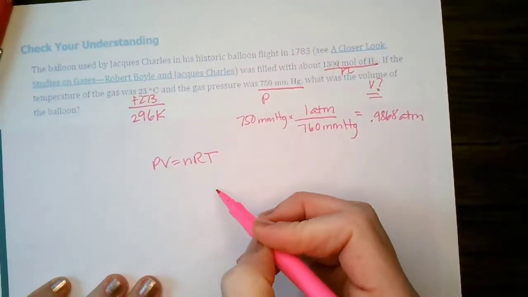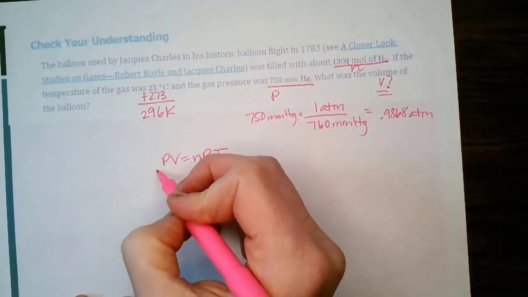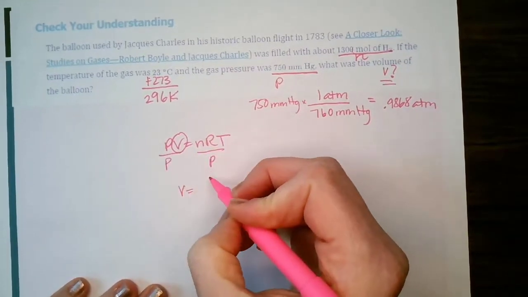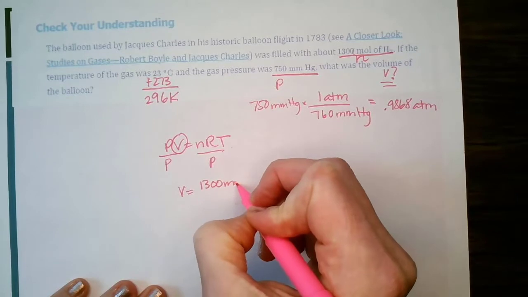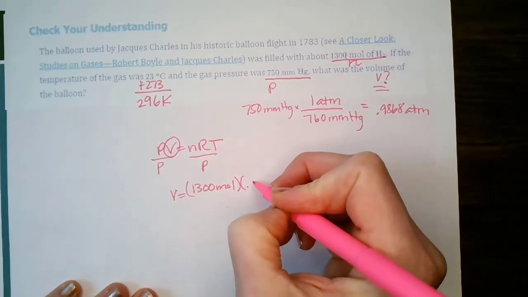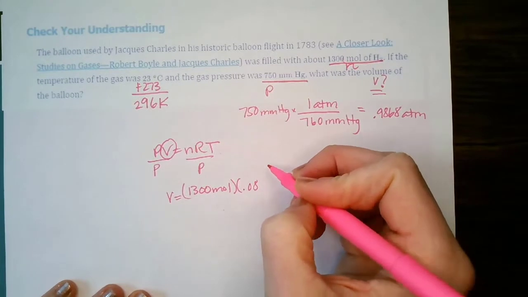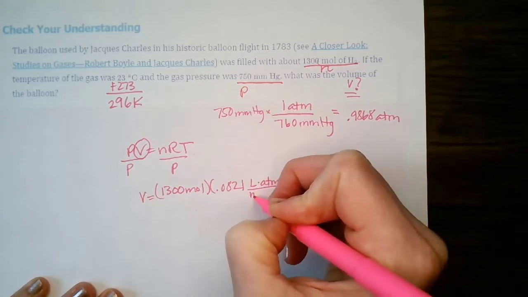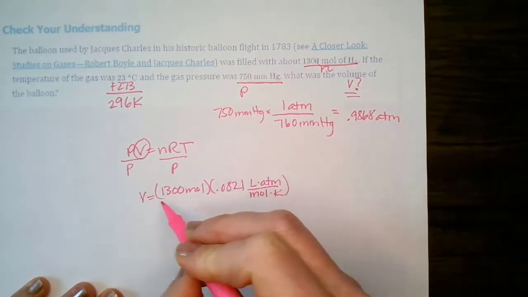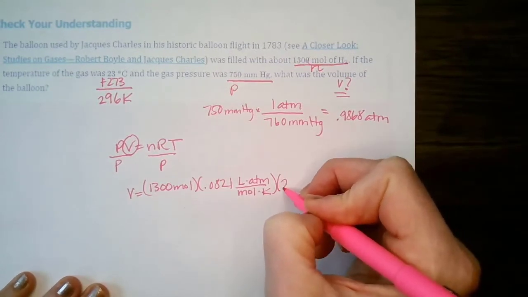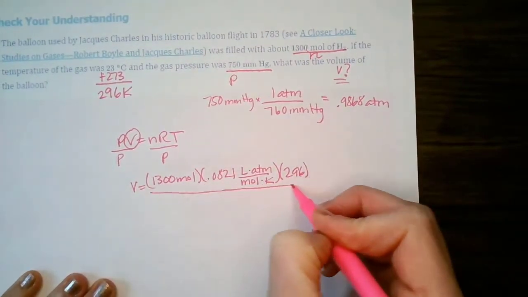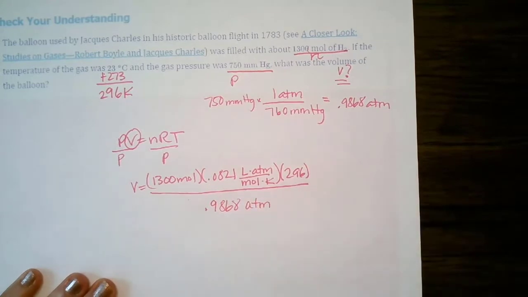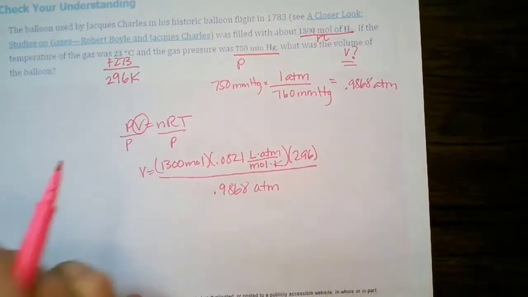Okay, so we know that PV equals nRT. We've got another gas law because we are given moles and we want to find volume. In order to solve for volume, we have to get rid of that pressure. So V is equal to nRT over P: n, which was 1,300 moles, times R, which is 0.0821 liter-atmospheres per mole-Kelvin, times our temperature, which we said was 296, all divided by pressure, 0.9868 atm.